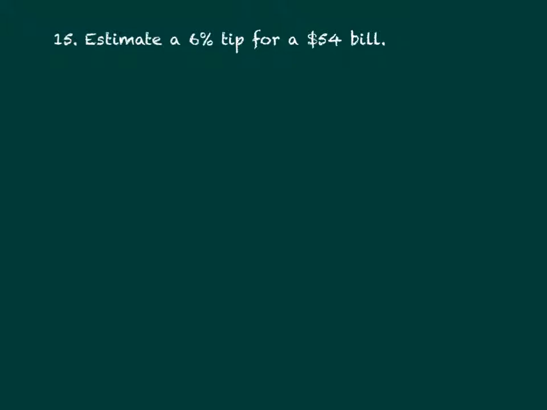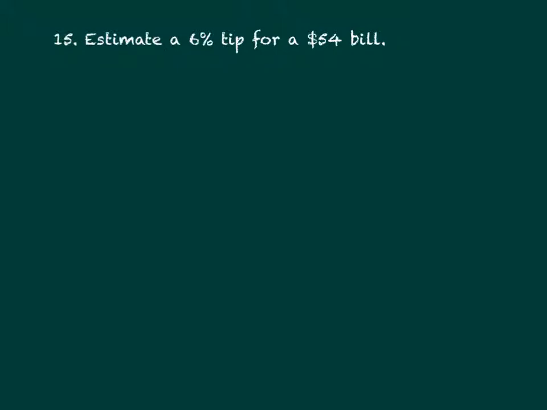Okay, next problem. This is number 15. Estimate a 6% tip for a $54 bill. Well, 6% is kind of cheap. Well, anyway, let's just still do it. Since I want to stick with estimation here this time, I'm going to round both 6% and 54 to convenient numbers. So we can just do this problem in our head and estimate.